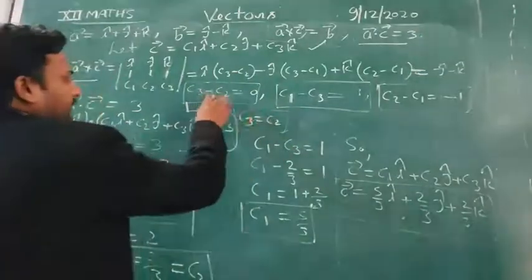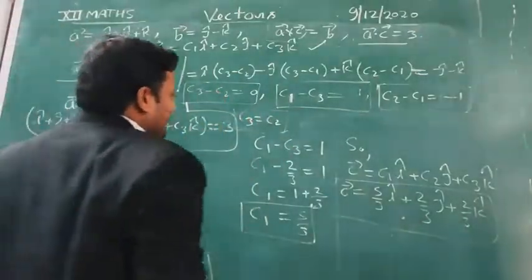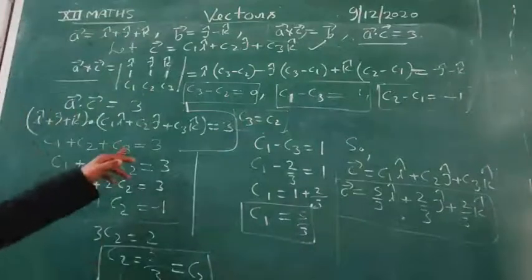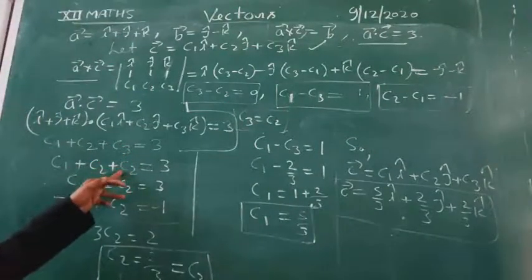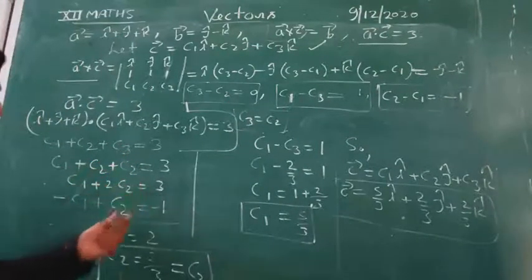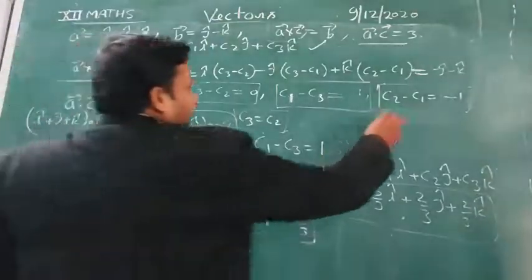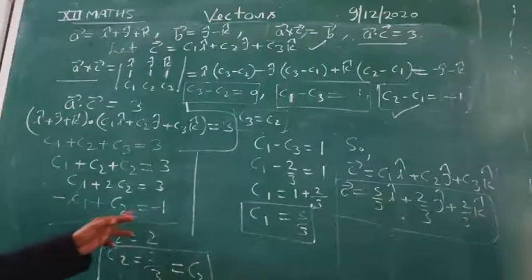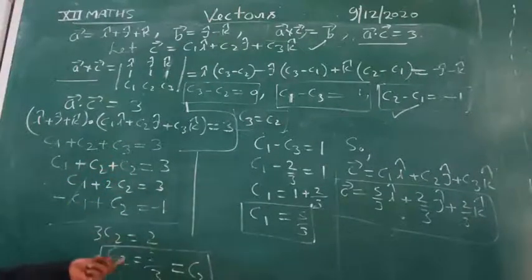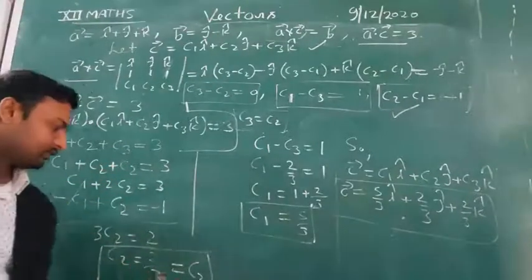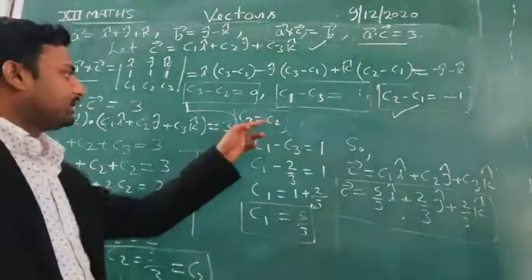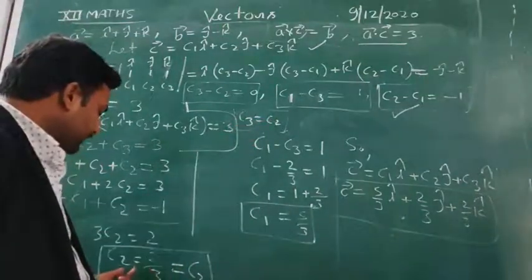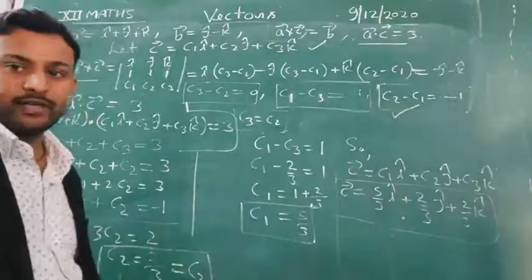This is the condition we are getting from the first equation. Now at the place of C3 we write C2. So it will be 2C2 is equal to 3, and the condition C2 minus C1 is minus 1. And from here we are getting C2 is 2 by 3, and this C2 is equal to C3. So the value of C2 and C3 we have got is 2 by 3.